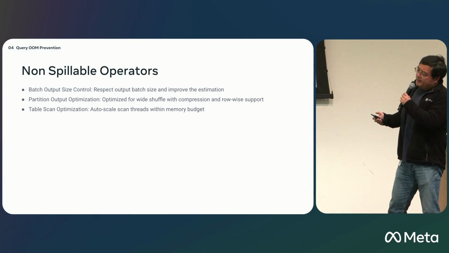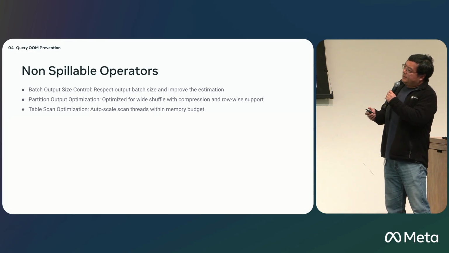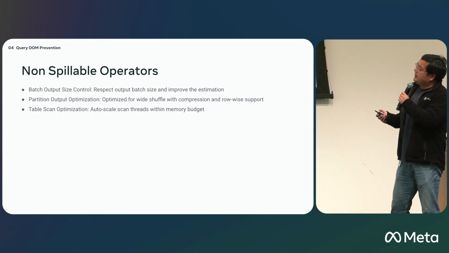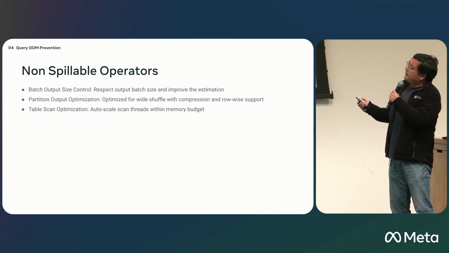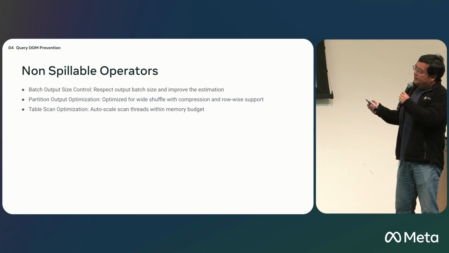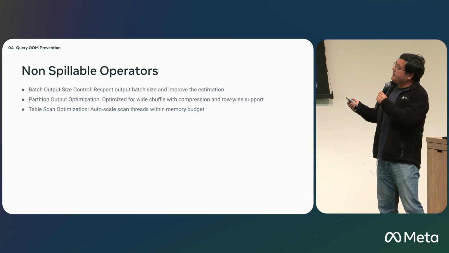The other common OOM pattern we see is in table scan OOMs, that's due to the query running too many table scan threads, and each table scan thread uses a significant amount of memory. To mitigate the problem, we provide an option for users to scale up the table scan processing within a certain memory budget.